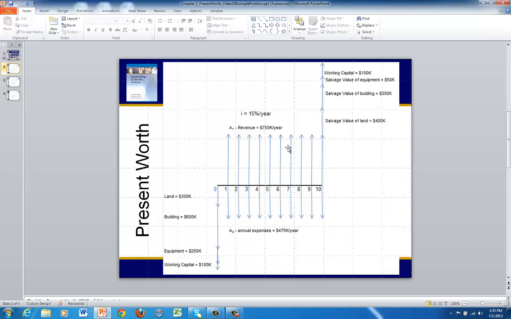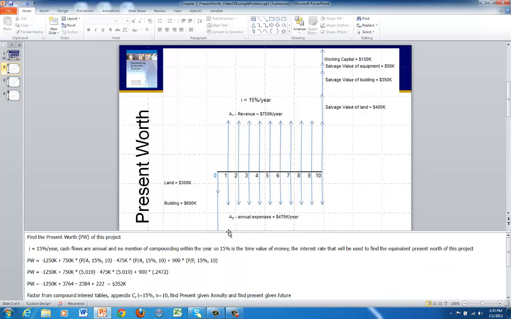We have revenue coming in at $750,000 per year over the 10-year study period, and we have annual expenses going out at $475,000 per year over the life of the study period. And then we have the salvage value of equipment, building, and land at the end. This is basically what we're estimating the market value of these items will be at the end of period 10. So when we shut down, what we would be able to sell them for. And then we recover all of our working capital. Notice that 100K is the same. Okay, so that's our cash flow diagram.